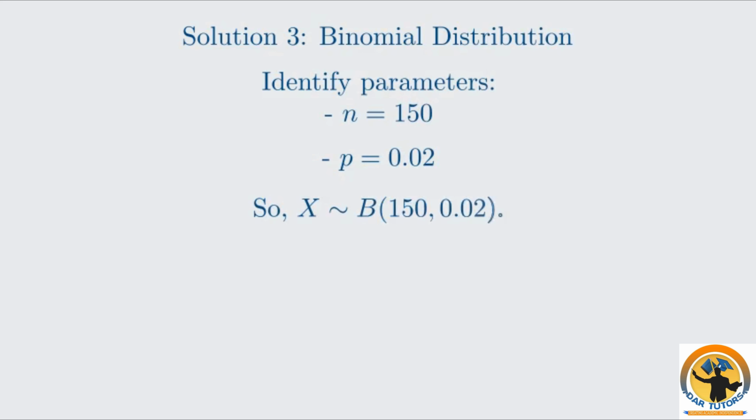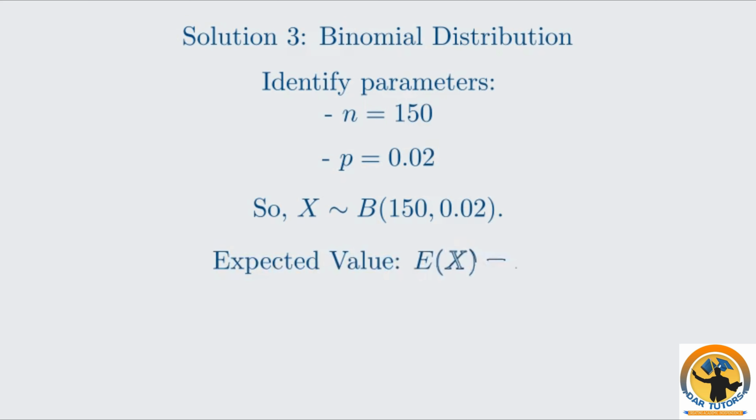Here is the solution to question 3. This is a binomial setting. The number of trials, n, is 150. The probability of success, being defective, is p = 0.02. So X is distributed as B(150, 0.02).